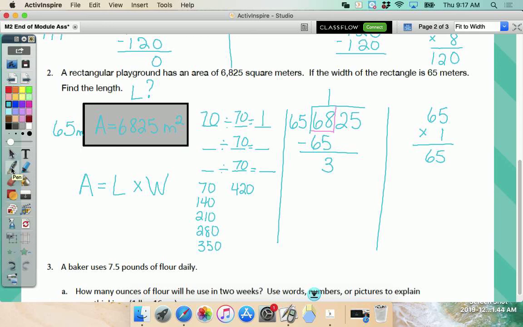Okay, is 3 less than 65? Yeah. Bring down the 2. What number is closest to 32 without going over? 0. Oh, you guys are so good. So I'm going to write a 0, and I really feel like we do better if we go ahead and write the 0 there and subtract. It's up to you, though.